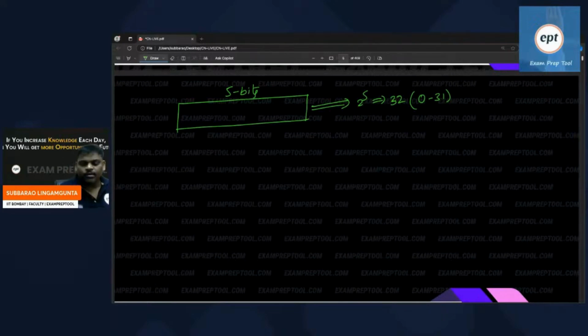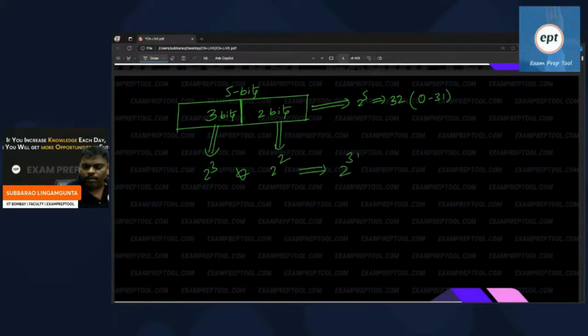That's okay. But see the story. Unfortunately, because of some reason, these 5 bits are divided into 2 parts. Let us assume left is 3 bits, right is 2 bits. Now see this one. With the 3 bits, the possibilities are 2 cube. With the 2 bits, possibilities are 2 square. 2 cube into 2 square is going to be 2 power 3 plus 2, which is 2 power 5, which is 32, which is 0 to 31. Is it okay to you?